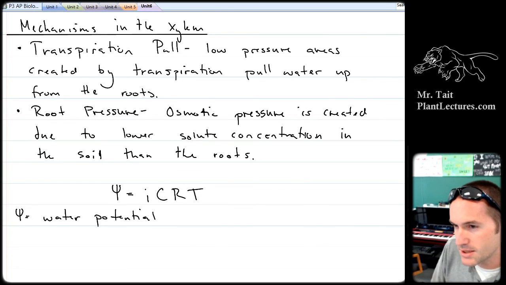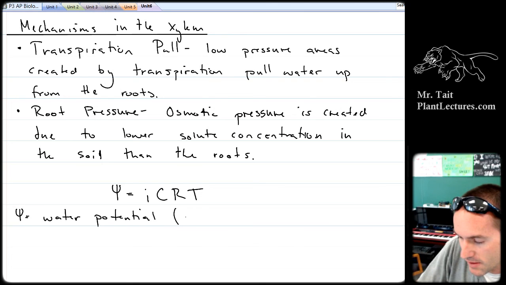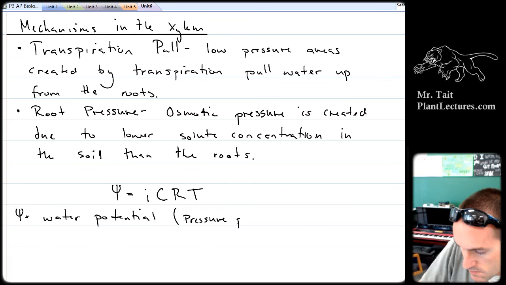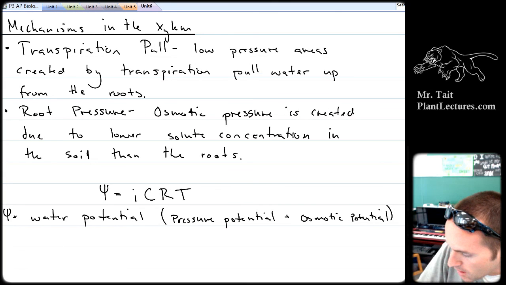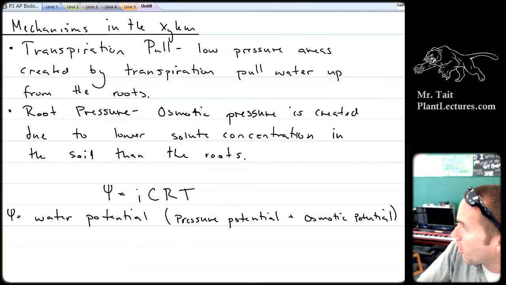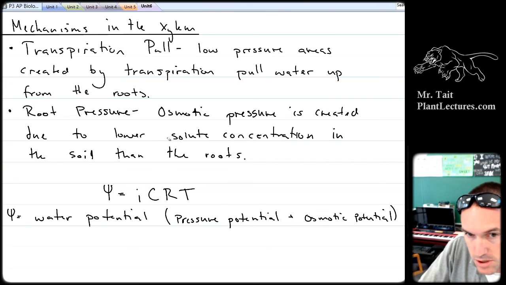Water potential is the combination of two things. It's pressure potential plus osmotic potential. And that's helpful because you can see that the two mechanisms at work here are pressure potential, transpiration pull, and osmotic potential, root pressure, right?